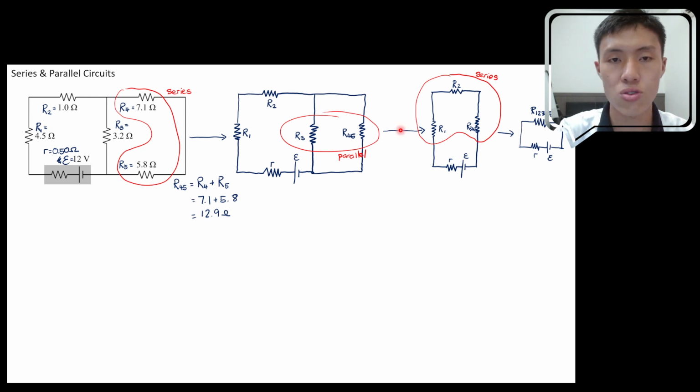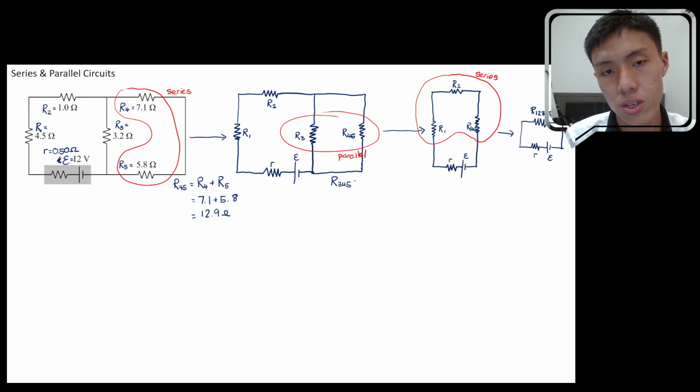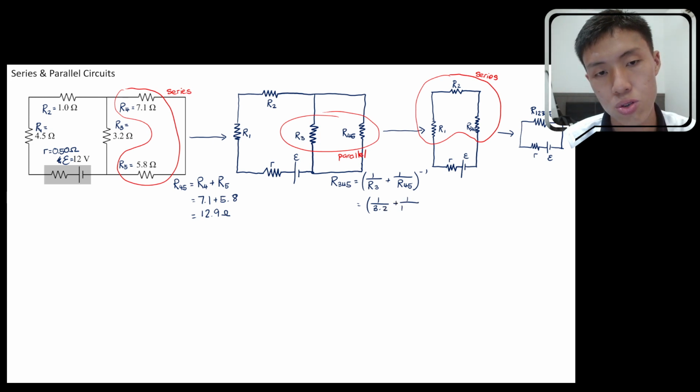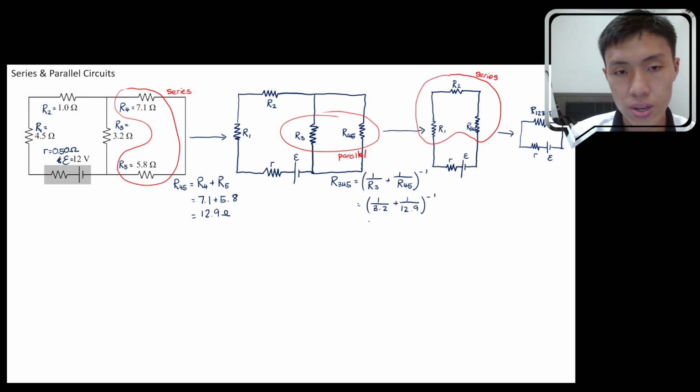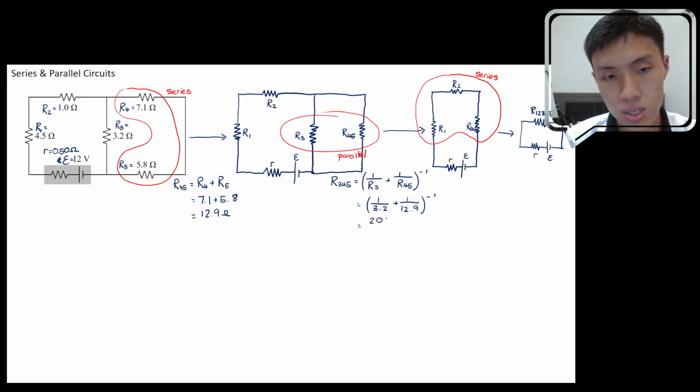Afterwards, you know that R3 and R45, they're connected in parallel. So if it's in parallel, you have to invert your resistance value before you substitute. It will be 1 over R3 plus 1 over R45. Okay, you invert the value first before you substitute. This will be 1 over R3 will be 3.2, R45 will be what we calculated earlier, 12.9. So if you put it into your calculation, I believe you get a value which is 2064 divided by 805.